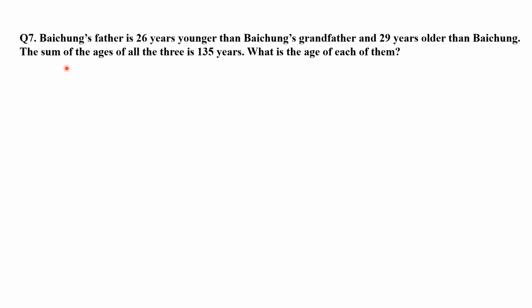And then it is given the sum of the ages of all the three is 135 years. So if you see in the first statement, there are three people, isn't it? First is Bachung, then Bachung's father, and then Bachung's grandfather. So three people are there, and the sum of all the three people's ages is given as 135 years, and you have to find the age of each of them. So first of all, I'll write who are the three people over here.